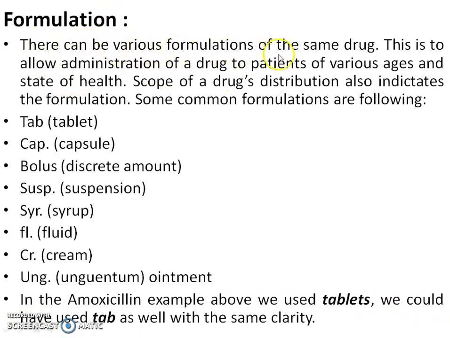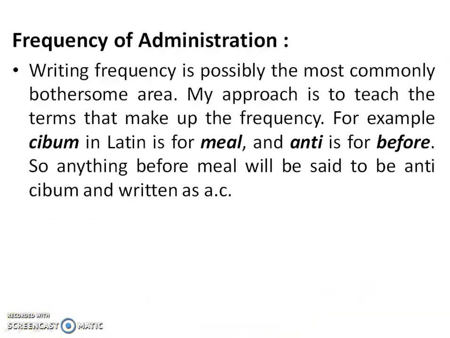Formulation: there can be various formulations of the same drug. This is to allow the administration of a drug to patients of various ages and states of health. Scope of the drug's distribution also indicates the formulation. Some common formulations are: tablet, that is tab; caps means capsule; bolus, discrete amount; susp means suspension; syr means syrup; FL, fluid; CR, cream; UNG, unguentum, ointment. In the amoxicillin example above, we used the tablets. We could have used tab as well with the same clarity.